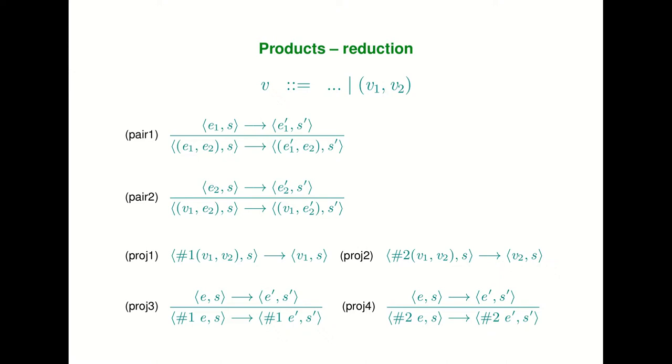And again, we're going to need congruence rules as well, because when we see an expression #1 of e, it might not be a pair value straight away. So what we'll do is we'll say that if e steps to e', then #1 e will step to #1 e', and similarly for #2. And so what this will do is it'll evaluate the expression e until it reaches a value, and then we can project out either the first or the second component.